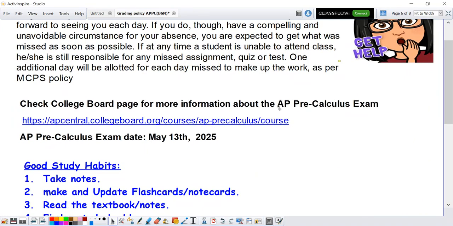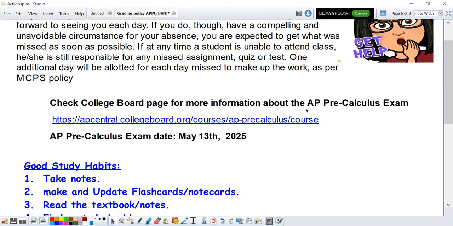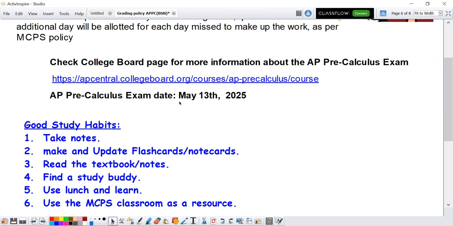I highly, highly, highly recommend that you check the College Board website, which is posted in the Canvas classroom. And the most important date is the AP exam, in the second week of May, May 13th. This is the date for 2025.